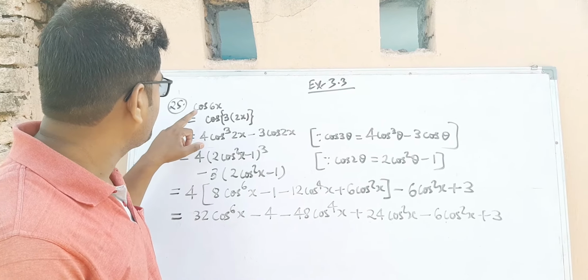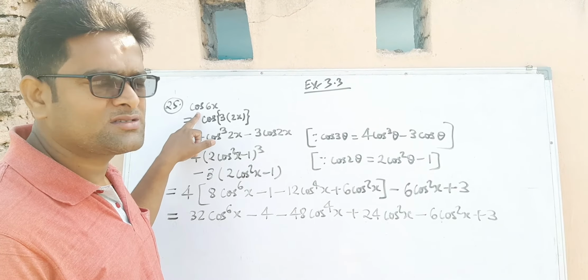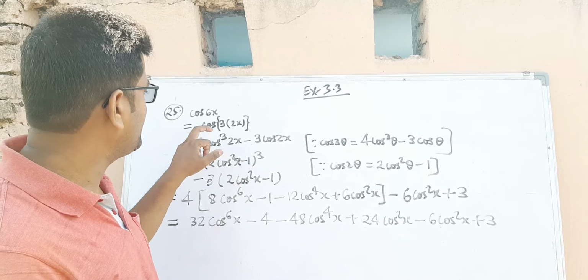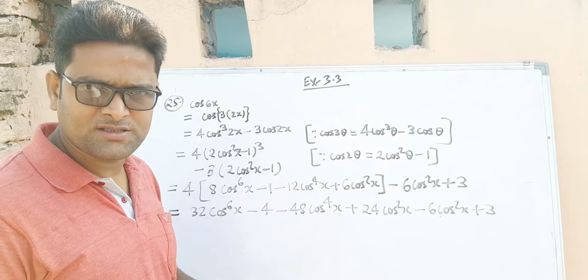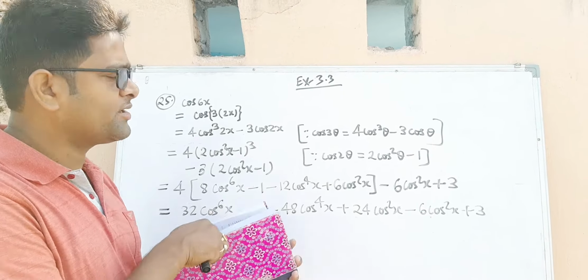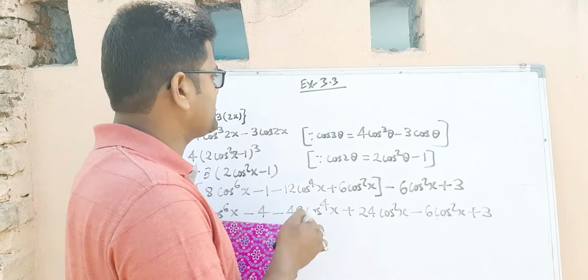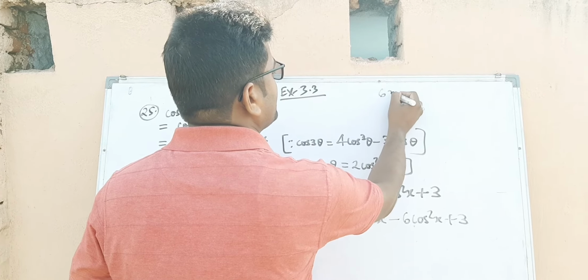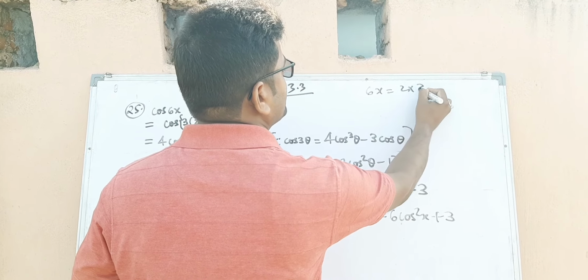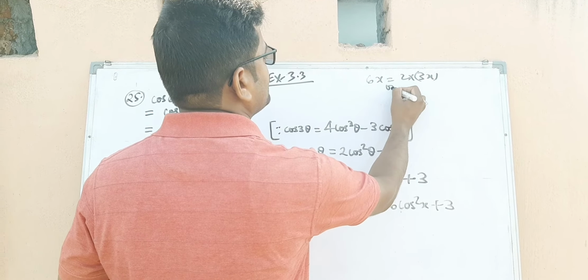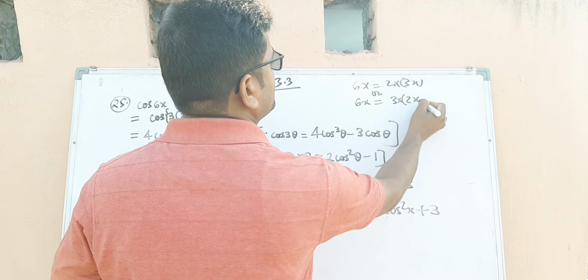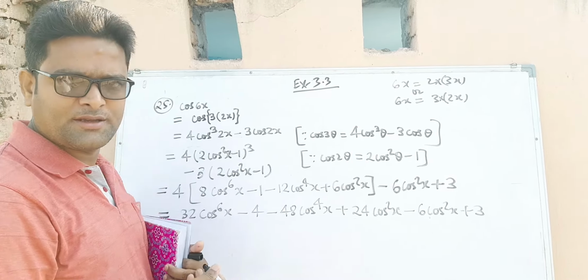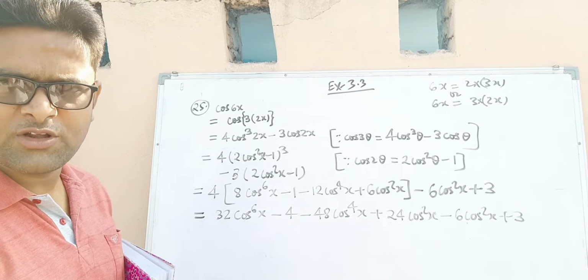Now see, cos 6x. There are two methods to do it. Either you write thrice of 2x or you can write twice of 3x. Means either you can have the concept here as 6x written as twice of 3x, or you can write 6x is equal to thrice of 2x. Either method you can apply here. Accordingly, the formula will be applied.